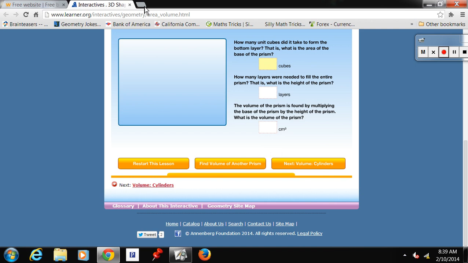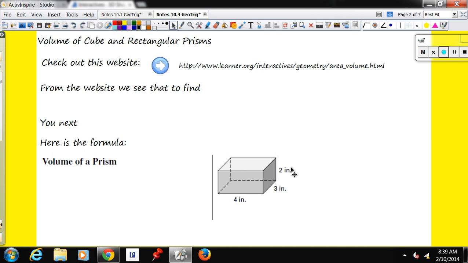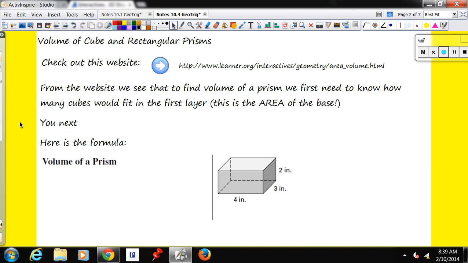All right, back to this. Okay, so from the website, we can find the volume of a prism. We first need to know how many cubes would fit in the first layer. So that's the first thing from the website we saw, that we got to know the first layer. To get the volume, how much will fill it up, first find out the first layer of it, and then you can just multiply by how many layers you have. So when you find the first layer, you're finding the area of the base. That's important right here. You're finding the area of the base. That's what the first layer is.